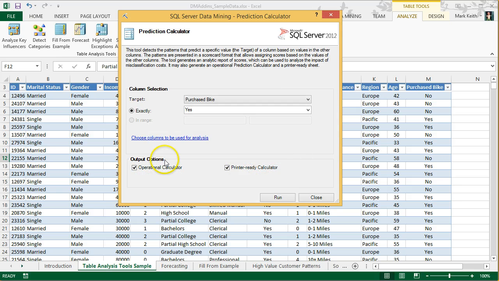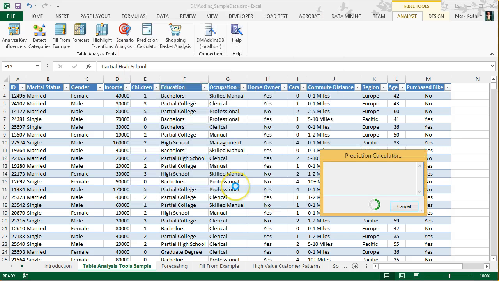Then in our output options, we can make an operational calculator, which is an Excel worksheet. This is probably good for most people because any salesperson will have a laptop with Excel or a tablet at least, so they can use the operational calculator. Or you can have a printer-ready calculator. I'll show you both. Let's hit run.